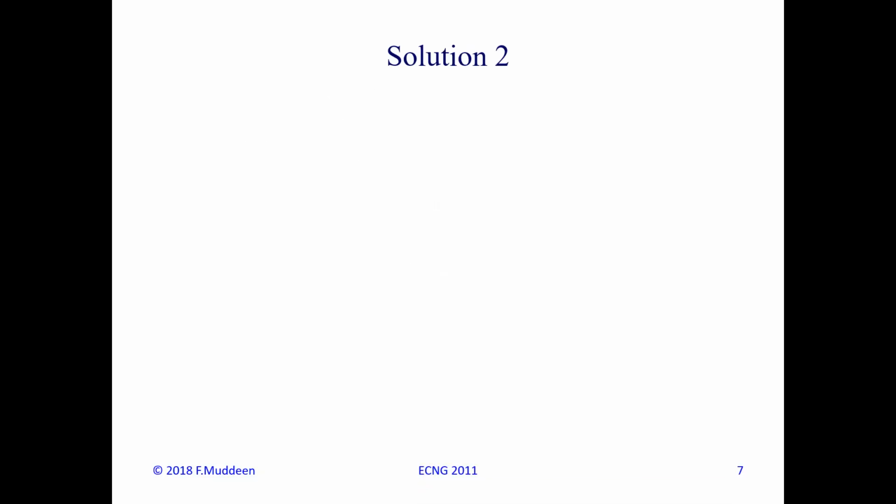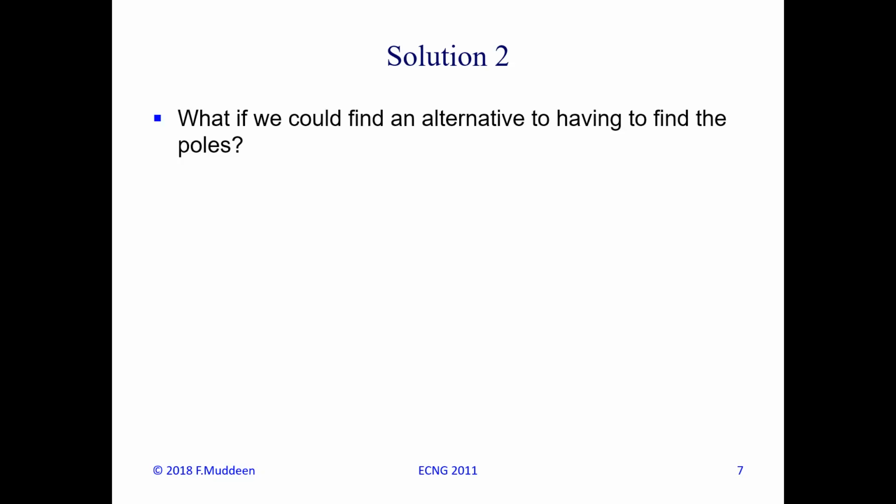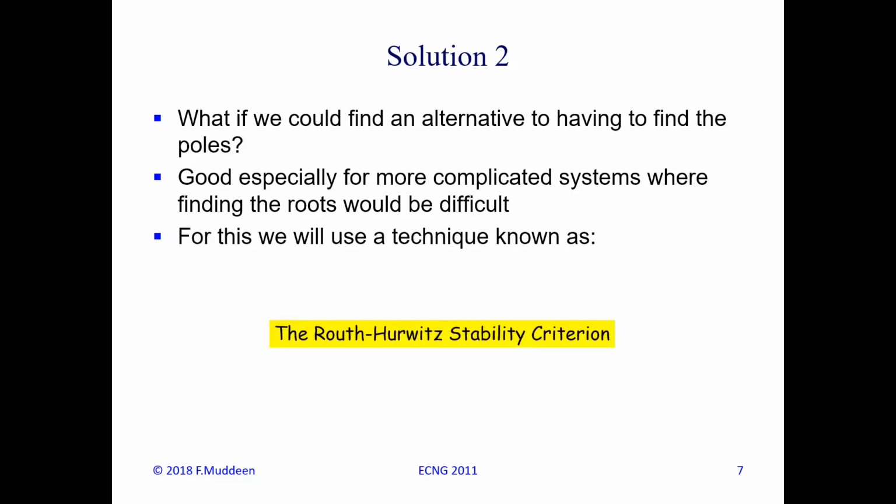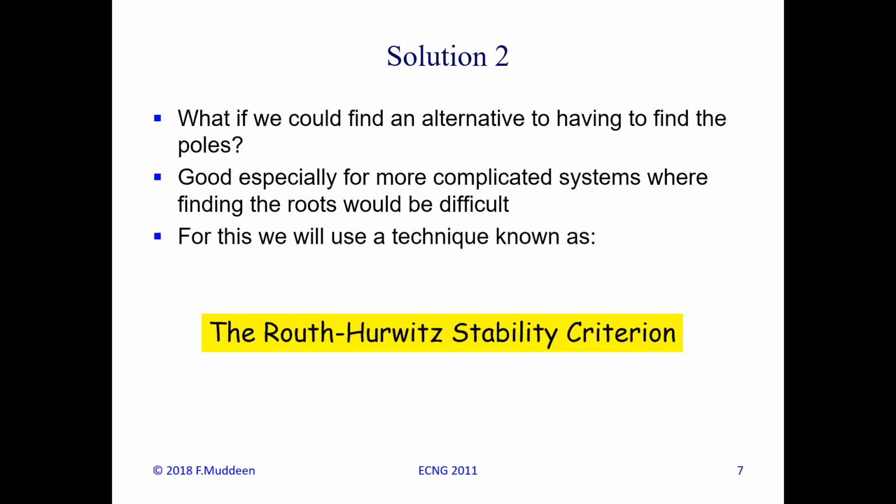Our second way of doing this, instead of having to go that long way to find the poles and so forth, is a way that helps as the system becomes more complex. Because in trying to find all the roots for more complex systems, this is going to end up being quite difficult. And the technique we're going to be using is referred to as the Routh-Hurwitz stability criterion.